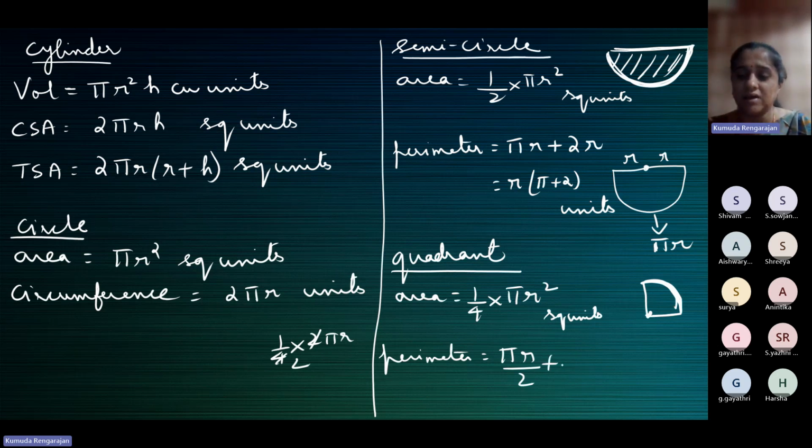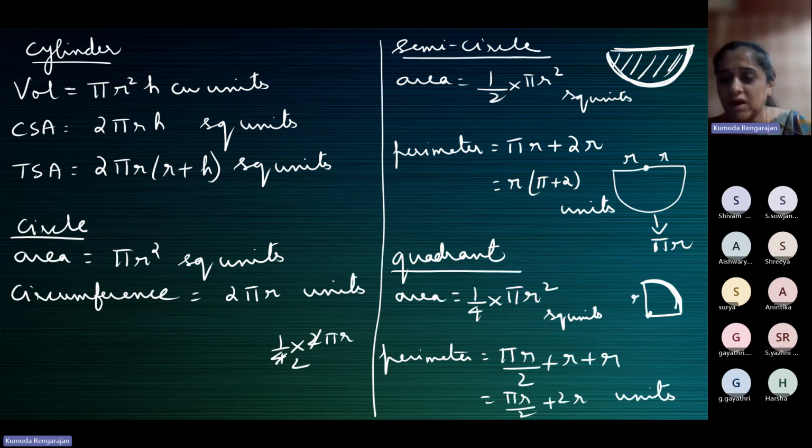Plus r plus r. So pi r by 2 plus 2r units. Because this one is r, this one is r, and the length of this portion will be pi r by 2. The two line segments are the radius of the circle. So r plus r, and that arc is 2 pi r by 4, which is pi r by 2.